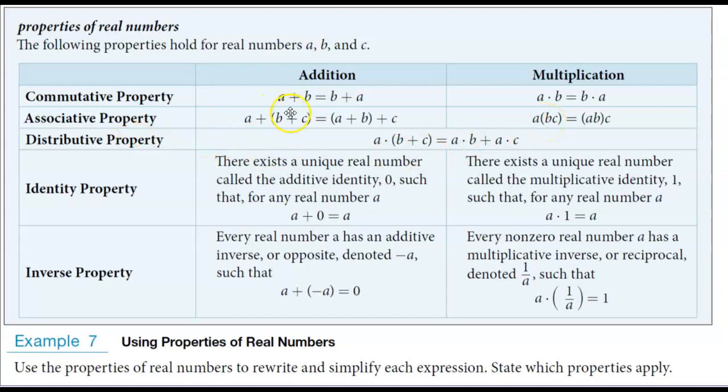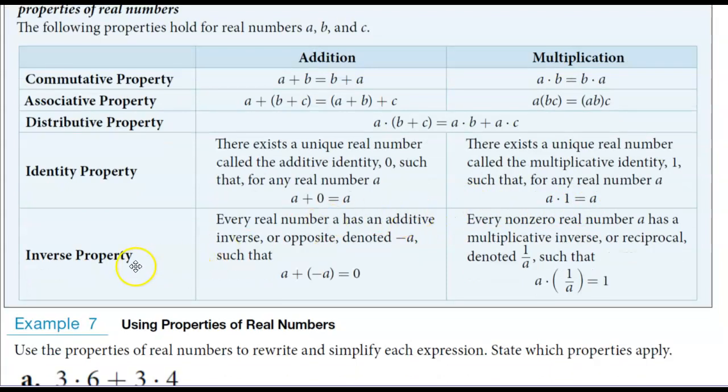Then we have the distributive property. We have a times (b plus c). If we distribute a to b, it gives us a times b. If we distribute a to c, it gives us plus a times c. Then we have the identity property. So there exists a unique real number called the additive identity 0, such that for any real number a, a plus 0 is going to give you the value of a. And with multiplication, there exists a unique real number called the multiplicative identity 1, such that for any real number a, a times 1 is equal to a.